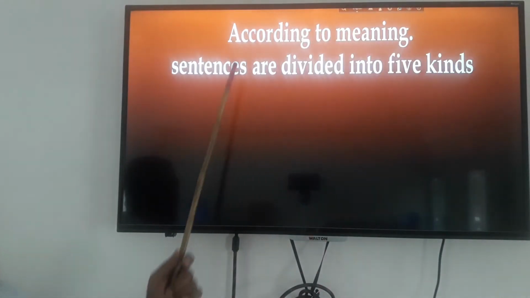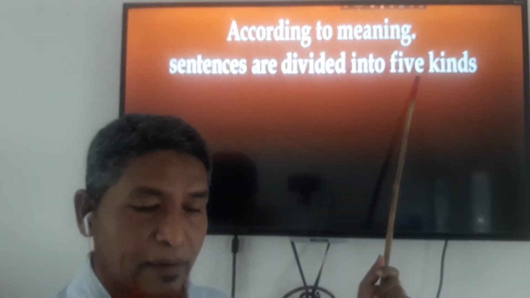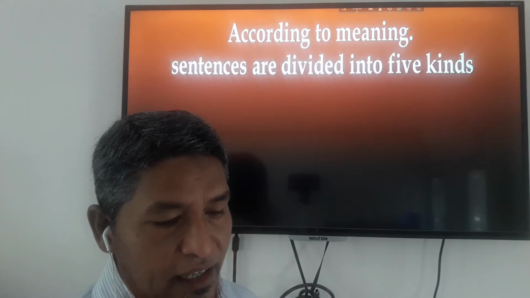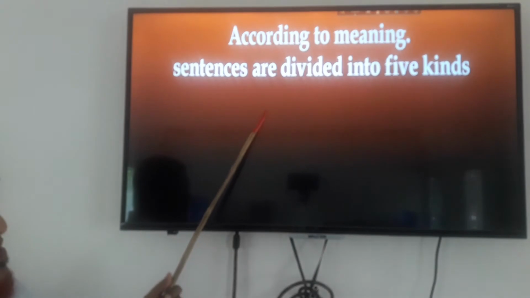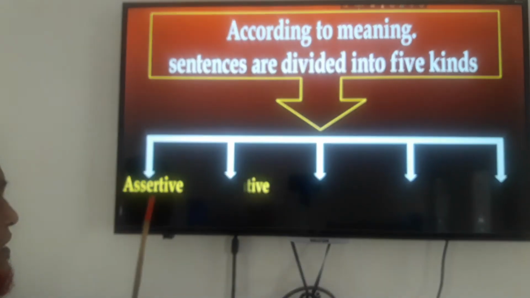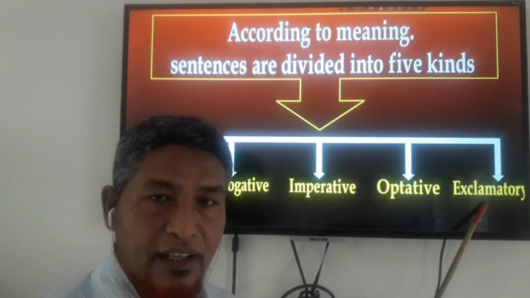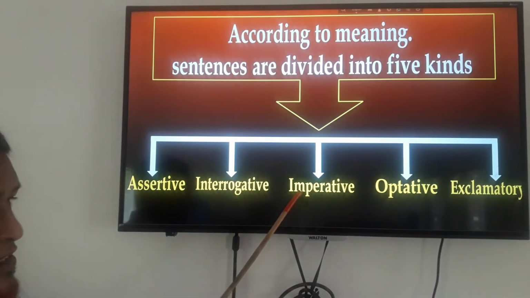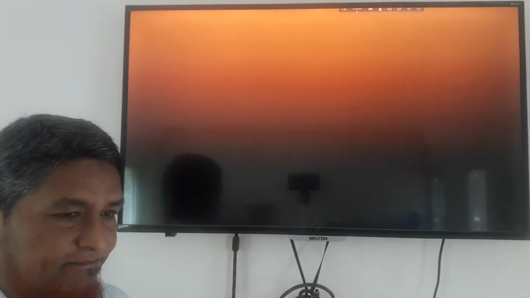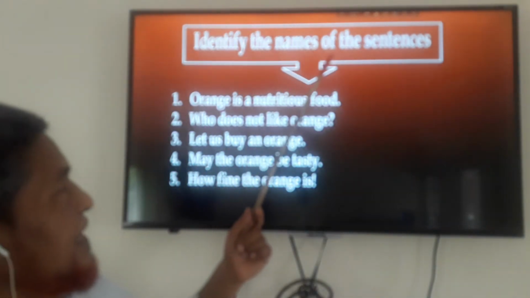According to meaning, sentences are divided into five kinds: assertive sentence, interrogative sentence, imperative, optative, and exclamatory sentence. You know it from class 5 or 6, so it is very necessary to repeat again.